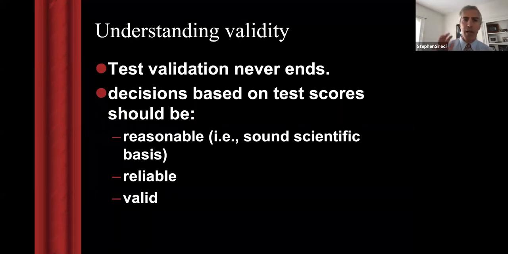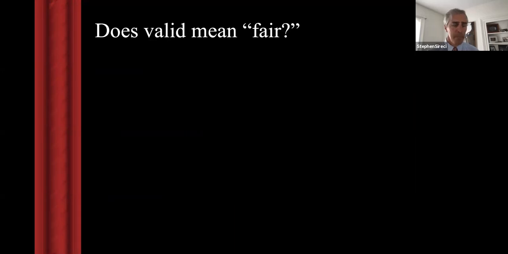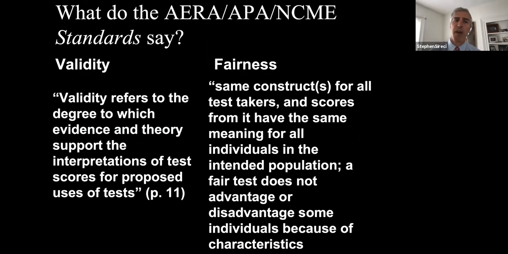So just to wrap up understanding validity, validation never ends. We're always evaluating test scores, and we want to make sure that any decisions based on test scores are reasonable, reliable, and valid. Running out of time, something related to validity is fairness. So I raised the question, does valid mean fair?